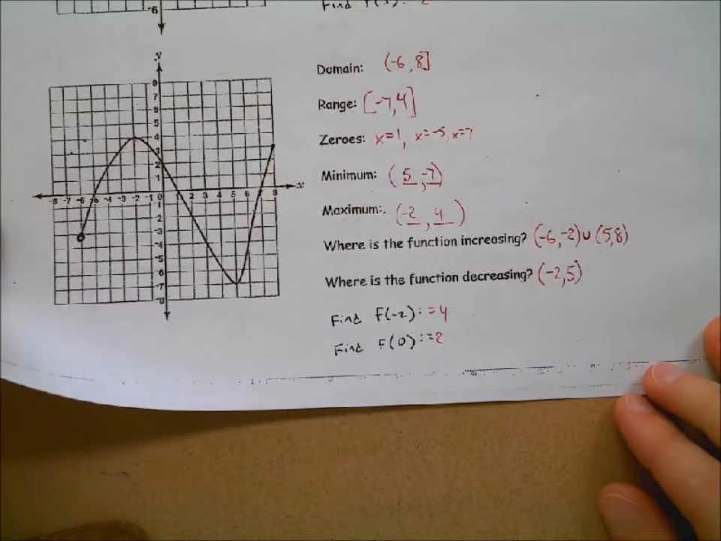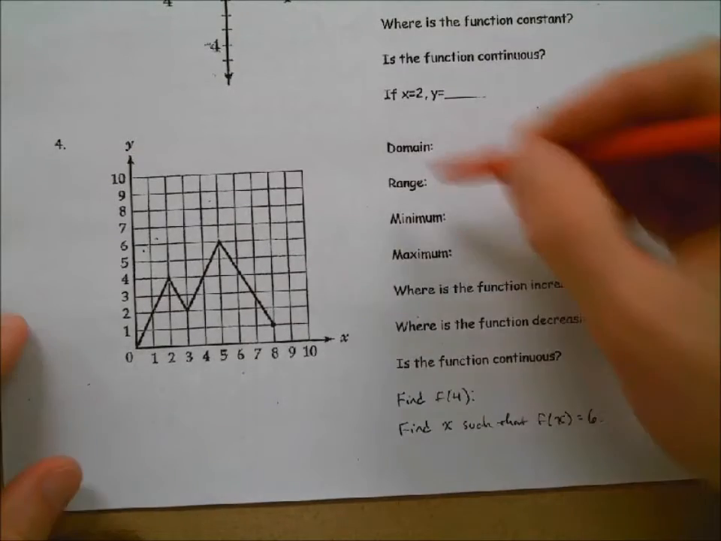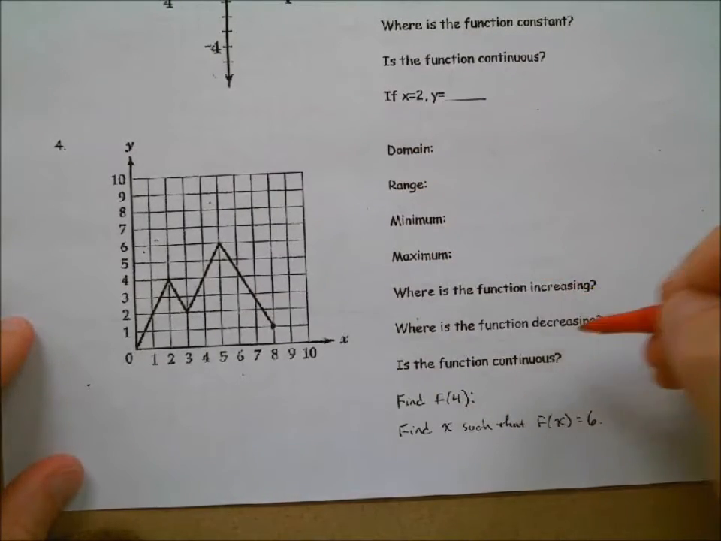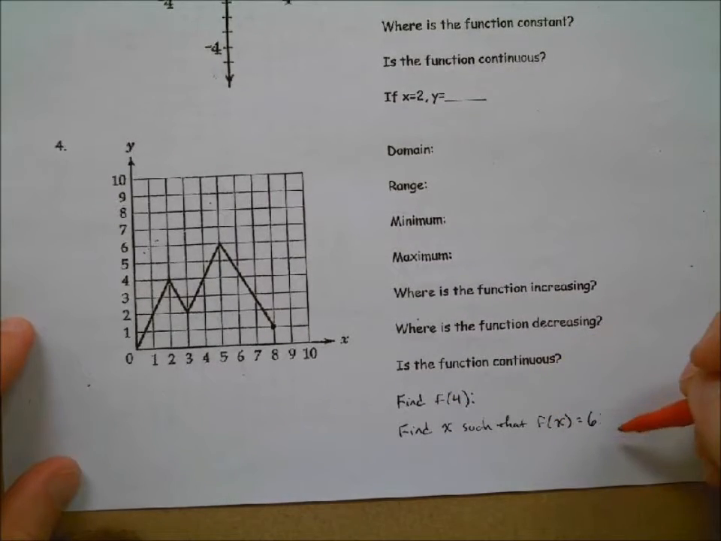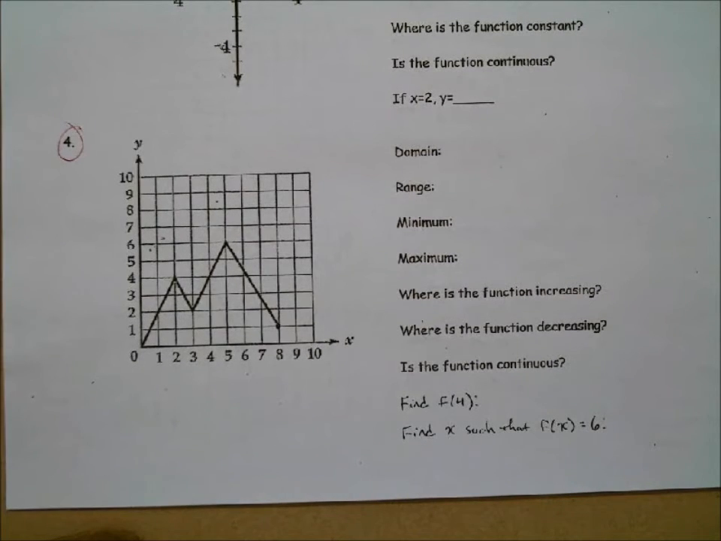All right, for the last 5 minutes here, I want you to work on number 4. You're going to do domain, range, min, max. Where is it increasing? Where is it decreasing? Is it continuous? Find f of 4. And find x such that f of x is 6. Number 4, okay? And if you don't finish it, it will be homework. Just number 4.